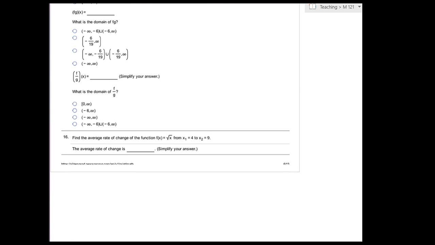16 is important. 16 is the average rate of change problem. So we've got the square root function, and we're going to take the square root of 9, and we're going to subtract from it the square root of 4. So that's 3 minus 2, that's 1. And we're going from 9 to 4, so 9 minus 4, that's 5. What's our average rate of change? 1/5.